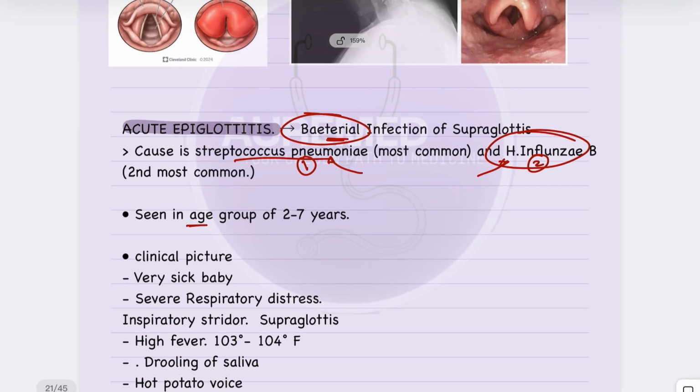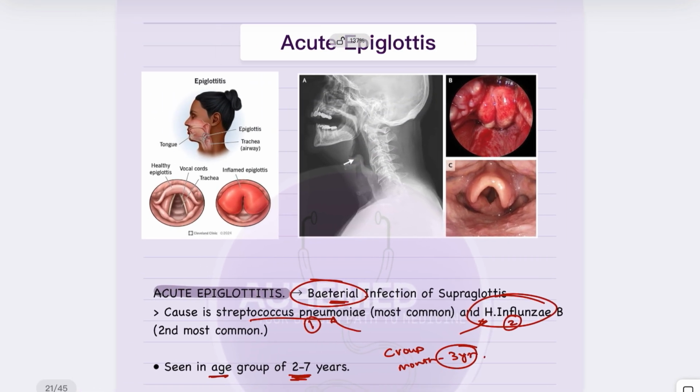Now the age group here is very specific, which is 2 to 7 years. In croup, what was the age group? It was between months to 3 years. Here it is after 3 years, so between 2 to 7 years. Remember that acute epiglottitis is an emergency condition. We'll see why this is an emergency condition and what treatments we need to do for it.